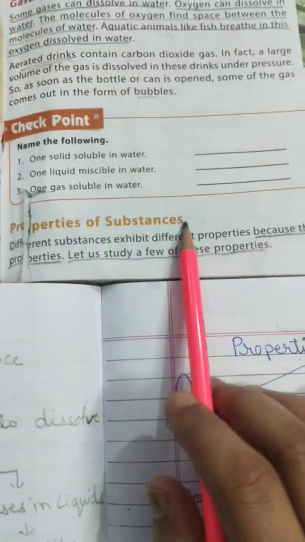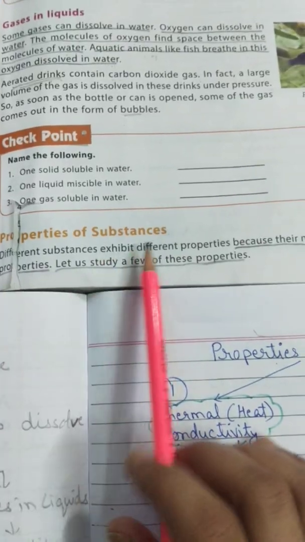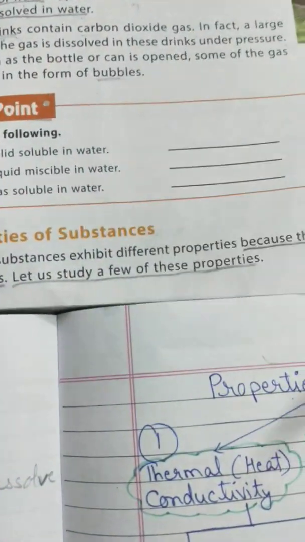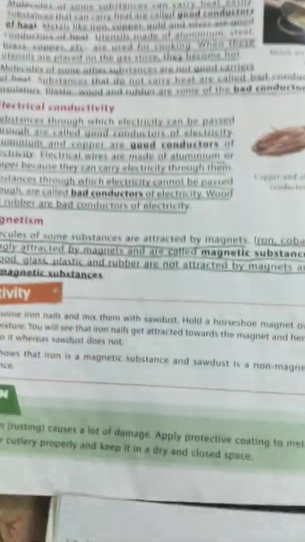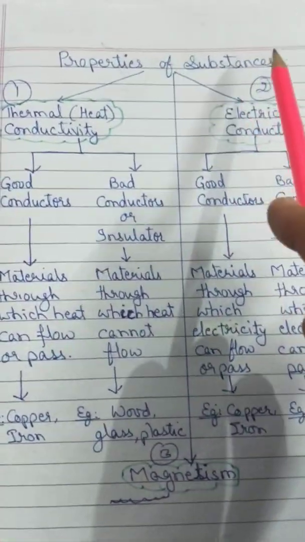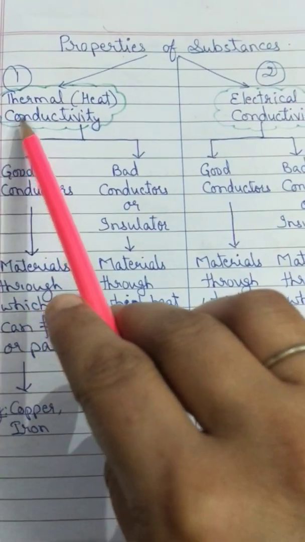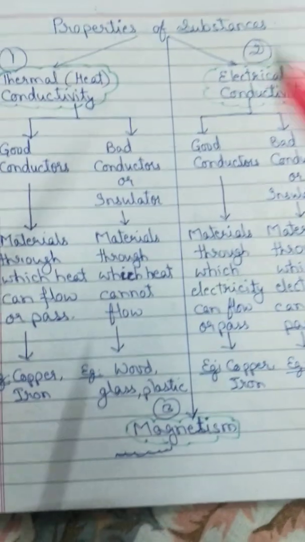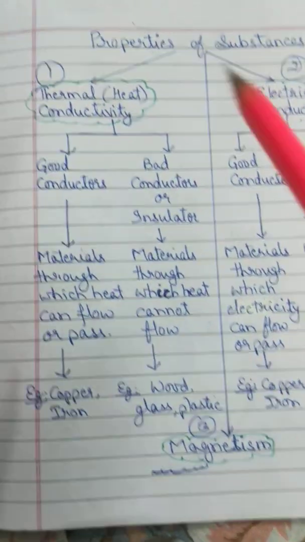Now we are going to see the other properties of the substances. Different substances have different types of properties because their molecules have different properties, right? So depending on the molecules, they have different properties. We have already discussed that there are three properties. First is thermal conductivity, that is heat conductivity, then electrical conductivity, and magnetism, right?